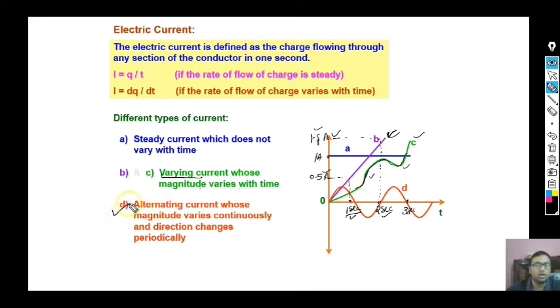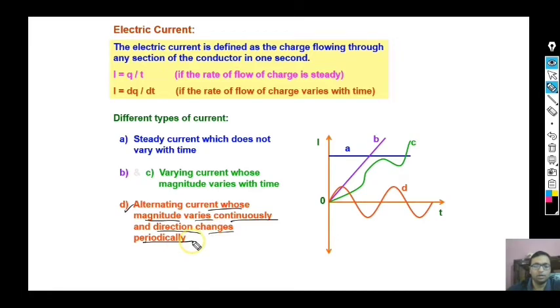And the last one is alternating current. That current whose magnitude varies continuously and direction changes periodically is called alternating current, or AC. In this fourth graph, point D, this is your alternating current, in which the graph is changing with time, meaning its direction is changing. Here it is positive, and in the bottom part it is negative.